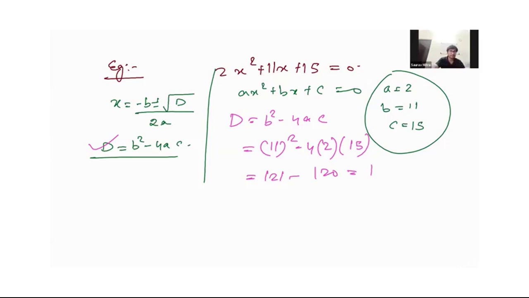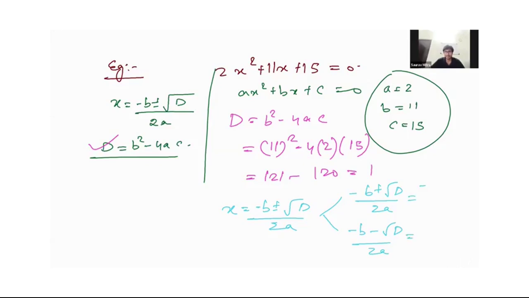Now we will solve for x. We will find our value of x. So what is our x? x is minus b plus minus under root D upon 2a. That means you will get x as minus b plus 1 time like this, and 1 time like this. That means you have two values.